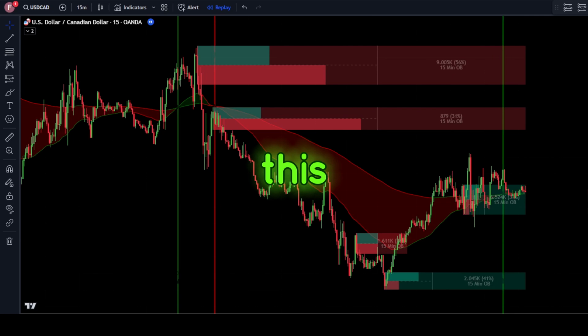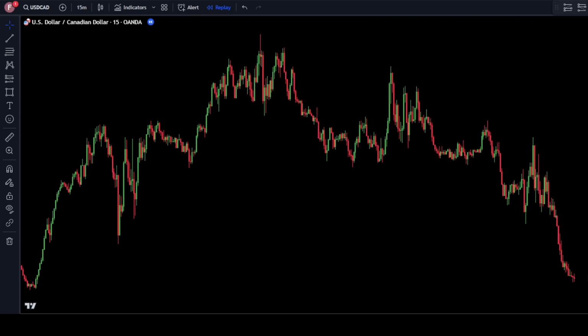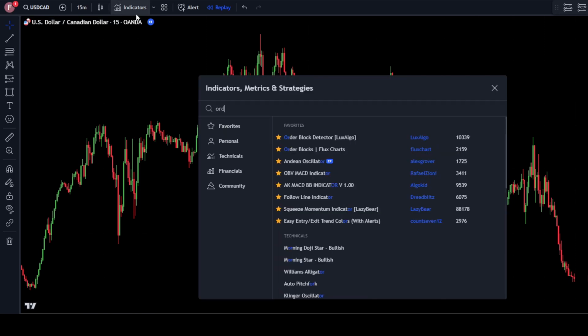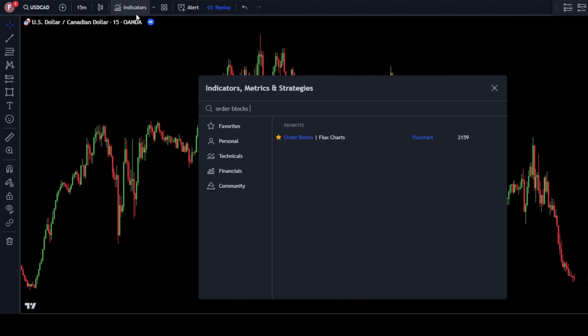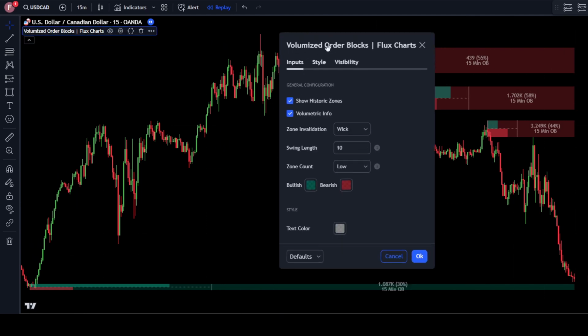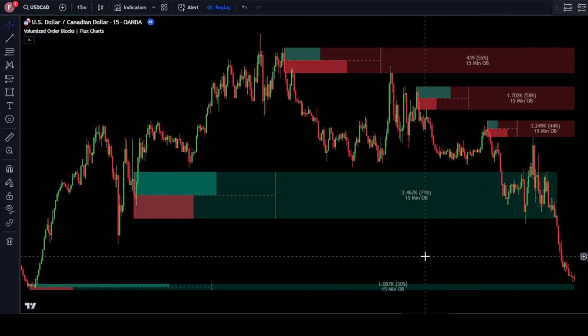To utilize this scalping strategy, simply access TradingView. Then, navigate to the Indicator Search tab. In the Search tab, type Order Blocks Flux Chart. Select the Order Blocks Flux Chart from Flux Chart. Next, access the Order Blocks Indicator settings. In the Input tab, change the Zone Invalidation to Close. Once done, click OK to confirm the changes.